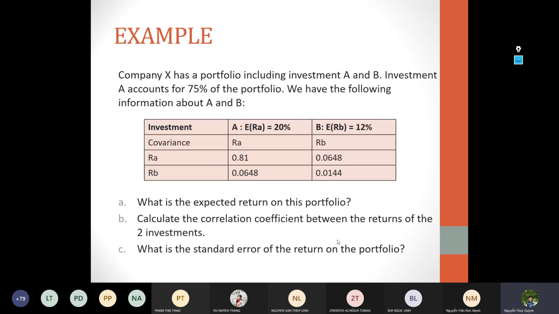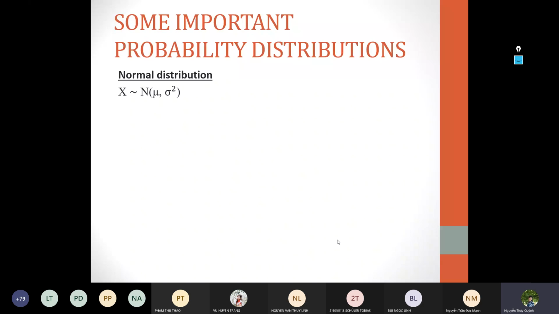No? Okay. All right. So let's come to our discussions today about some important probability distributions and statistical inference. Firstly, let's talk about some important probability distributions. The first one that we want to mention here is the normal distribution. Do you remember that? It is the most common type of distribution assumed in finance and economics.